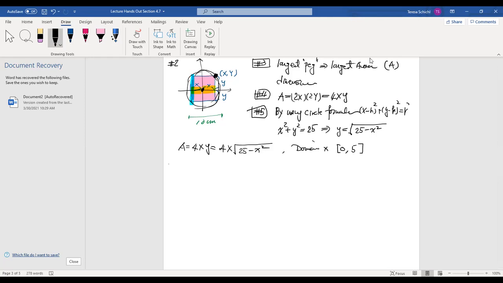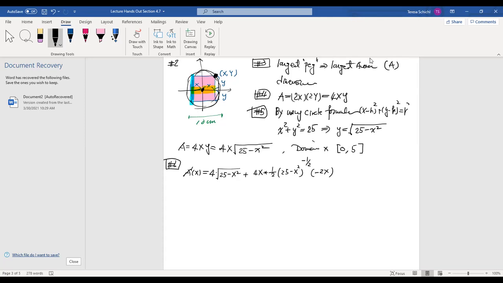Okay, so now step number 6. All right, I can take the derivative, A prime of x. Now this is all back to the calculus. What rule are we using? Product rule, right? So I take the derivative of the first one, 4x, which is 4, times 25 minus x squared to the 1/2. Then plus 4x times the derivative of the second term. So this is 1/2 times 25 minus x squared, and 1/2 minus 1 is negative 1/2. And don't forget the chain rule, right? So it's negative 2x here.